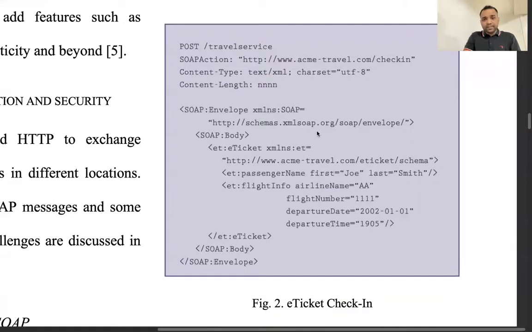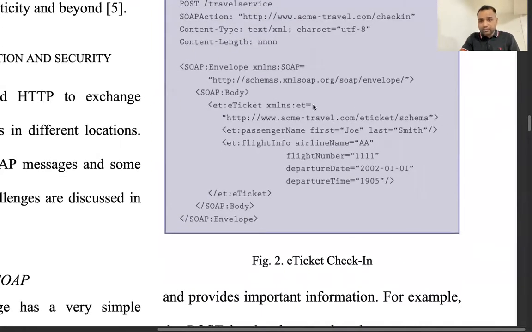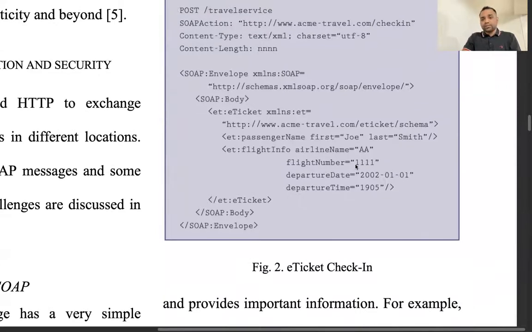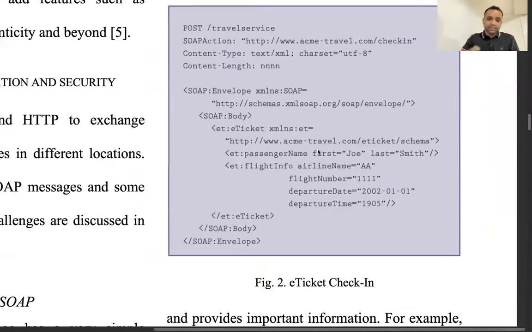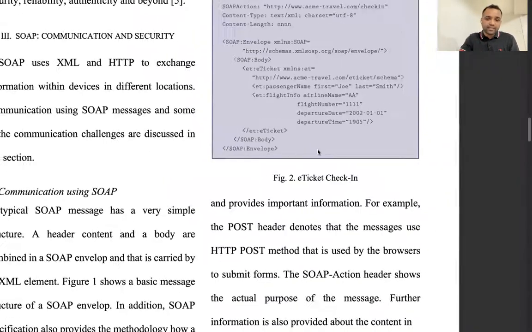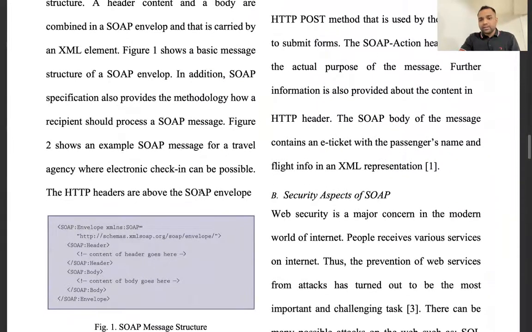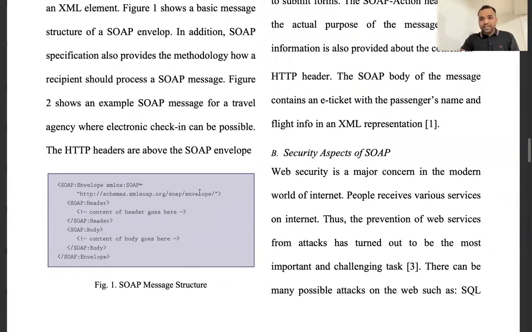After that, the SOAP envelope in XML, then the SOAP body element, from where we see that e-ticket booking is possible, and the passenger, Joe Smith, can book this e-ticket. And there is flight info as well. From here, the passenger can see the airline name, flight number, departure date, departure gate, and any related information. So we have seen that SOAP message exchange is pretty straightforward. It uses just XML and HTTP.